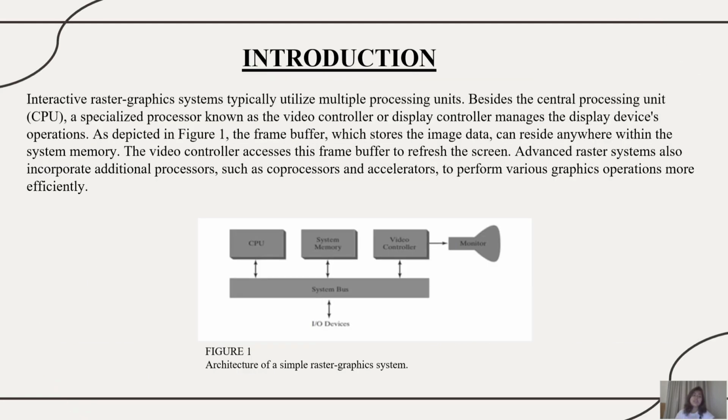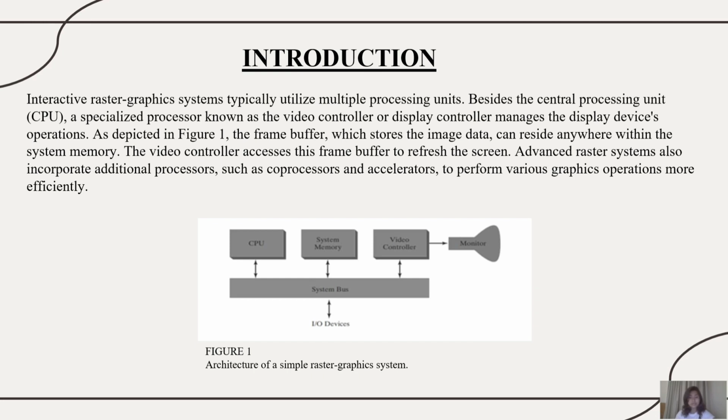First, the introduction. Interactive raster graphics systems typically utilize multiple processing units. Besides the controlling processing unit, that is the CPU, a specialized processor known as the video controller or display controller manages the display device's operations. As depicted in figure 1, the frame buffer, which stores the image data, can reside anywhere within the system memory. The video controller accesses this frame buffer to refresh the screen.